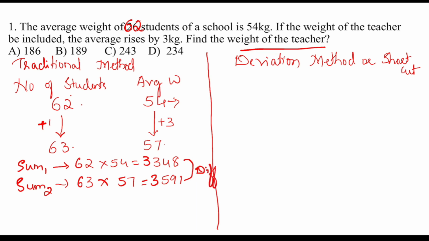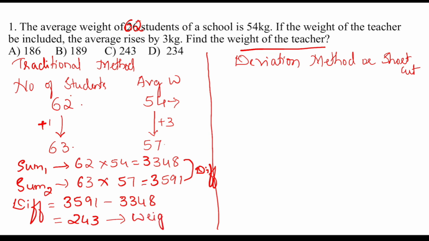Okay, so what is the difference between the sums? If we find the difference between the sums, that is the weight of the teacher coming. So 3591 minus 3348, which is equal to 243. So this is the weight of the teacher. Okay, when the teacher came with this much weight, then the average changed to 57. So this is the traditional method of how we solve.